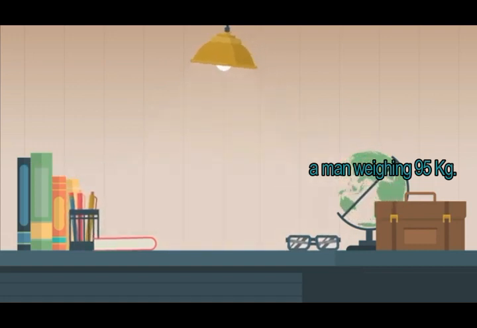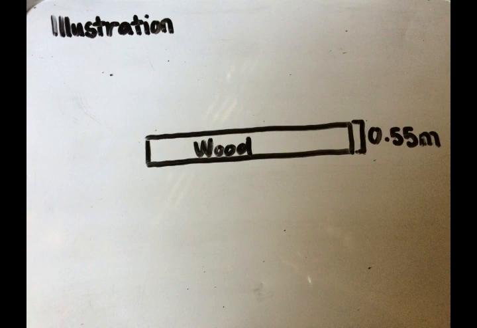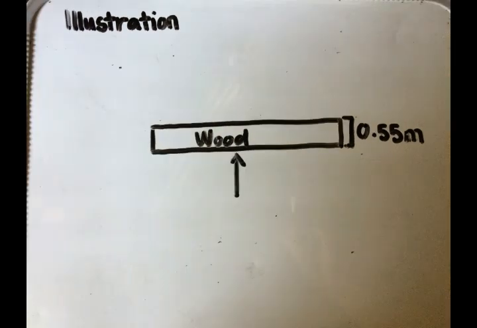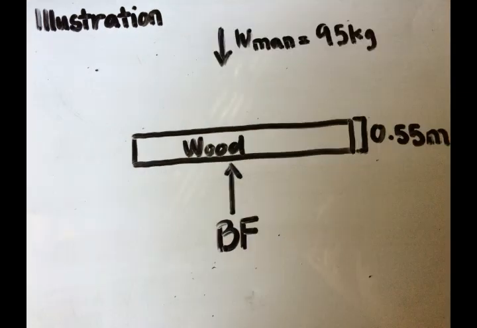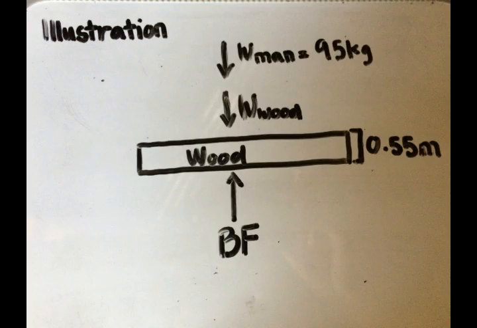In this problem, we have our illustration. In the illustration, it is shown that the buoyancy force is a force applied opposite to the weight. The weight of the man and the weight of the wood will add to each other because both are going downward due to gravity.